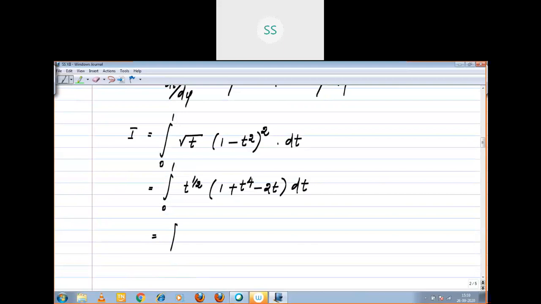Integral 0 to 1 of t power 1 by 2 plus t power 9 by 2 minus 2 into t power 3 by 2 dt, right? 1 plus 1 by 2 becomes 3 by 2. Now I am going to integrate.